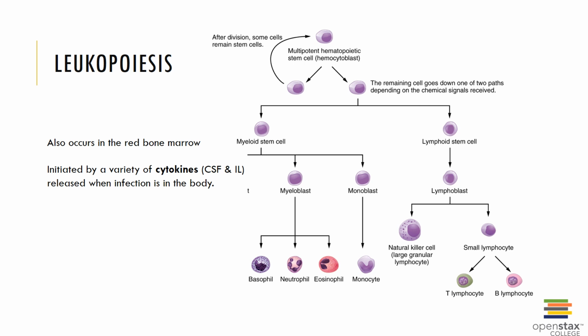The myeloid stem cells then divide by mitosis to form myeloblasts and monoblasts. A progenitor cell, which is stimulated by colony stimulating factor, results in the myeloblast, which can differentiate further into neutrophils, eosinophils, and basophils. Monoblasts form the monocytes. The lymphoid stem cells give rise to the agranulated lymphocytes.